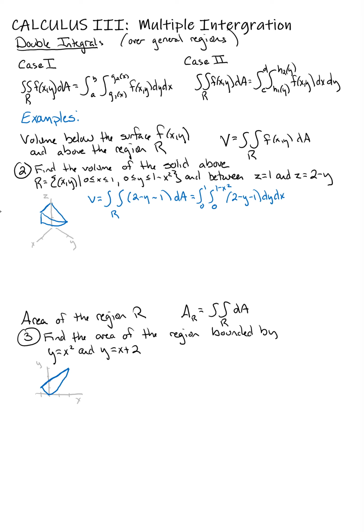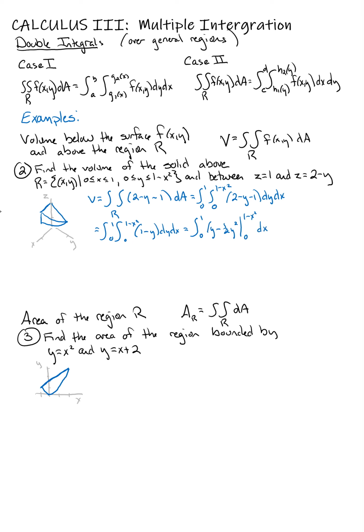So what does this look like? Well, simplifying the integrand, we have 1 minus y dy dx. Now if we'll go ahead and integrate with respect to y, that's not so bad. We still have the integral from 0 to 1 for x. Integrating with respect to y, we get y minus 1/2 y squared, which will evaluate from 0 to 1 minus x squared.